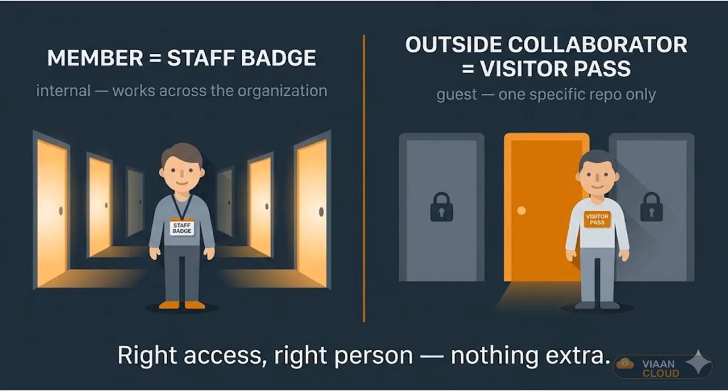Not everyone who works with you is an employee. GitHub has 2 kinds of access, and mixing them up is risky. A member is internal, they're part of the organization, and get those base permissions across it. An outside collaborator is a guest, a freelancer or contractor you give access to specific repositories only, with no organization-wide permissions at all. It's the difference between a staff badge that works across the building and a visitor pass that opens one room. So when a contractor needs to help on just one project, add them as an outside collaborator on that repo, not as a full member. Right access, right person, nothing extra.